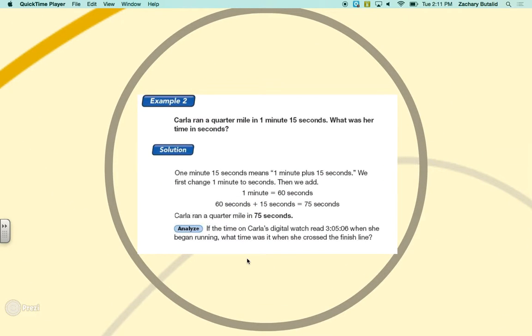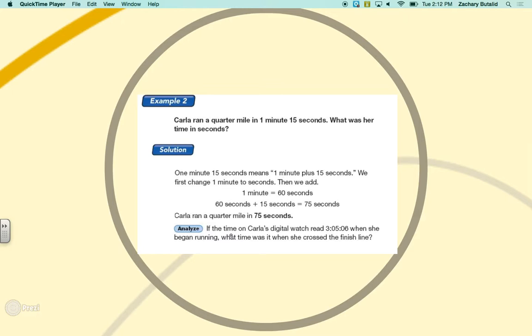All right, we're on example number 2, where Carla ran a quarter mile in 1 minute and 15 seconds. And we need to know what her time is in seconds. Now you have 1 minute and 15 seconds. So we need to change that 1 minute into seconds. Well, we know that there's 60 seconds in 1 minute. So I'm going to change that 1 minute into 60. And I'm going to add the 15 after that. And I find that we have 75 seconds total. So in a quarter mile, Carla ran that in 75 seconds.